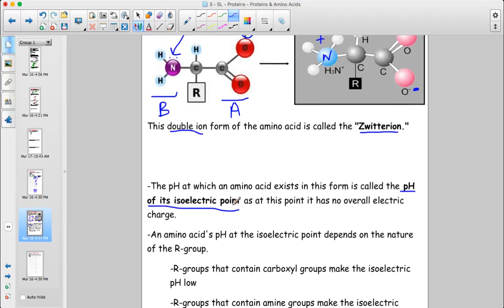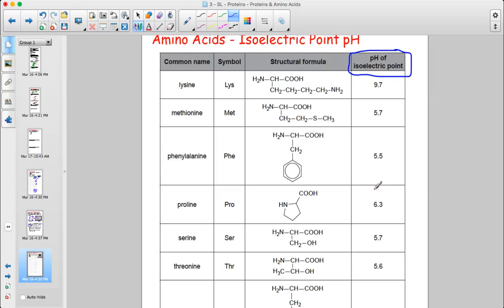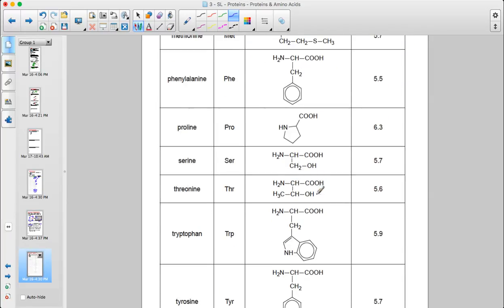So those values are listed in the data booklet. So here's the second half of table 33. And so along with the structure and the name and this three-letter symbol, they also list the pH of the isoelectric point. So these pH values are when these different amino acids will exist as that double ion, the Zwitter ion.